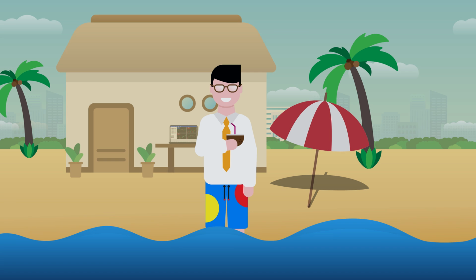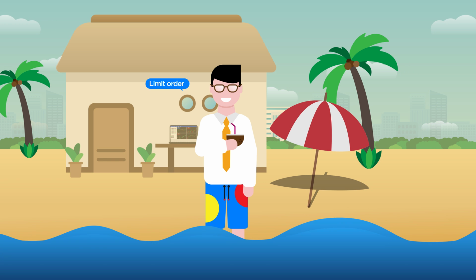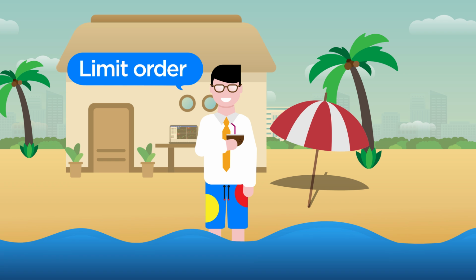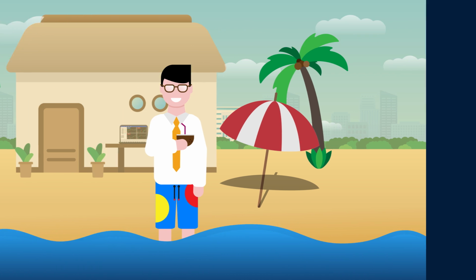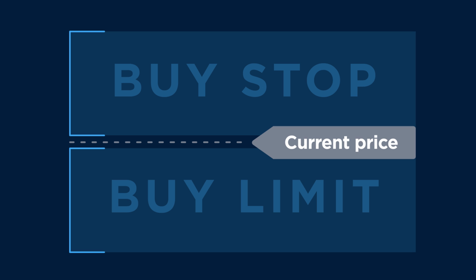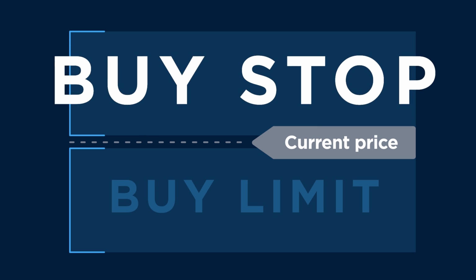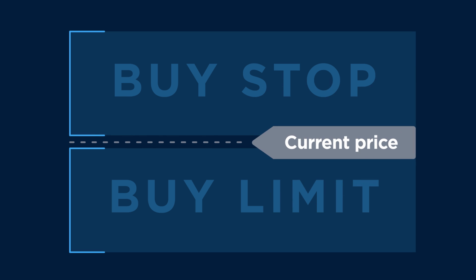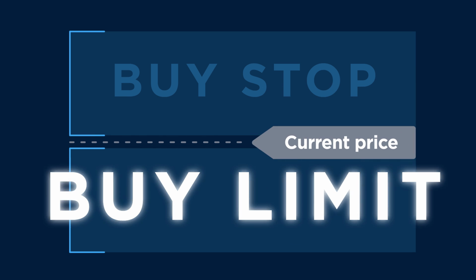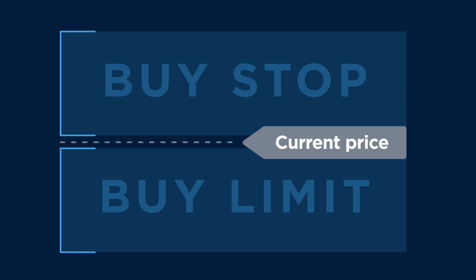Pending orders. There are two types of pending orders: limit order, stop order. To open a pending buy order, you need to do the following. Open a buy stop order if you want to set the price above the current price. Open a buy limit order if you want to set the price below the current price.